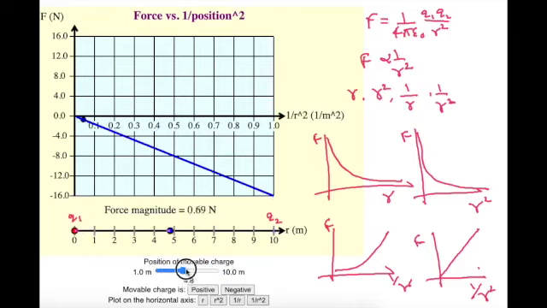The main and beautiful advantage of the simulation is that we can change the charges, as well as plot multiple graphs in a single simulation. So use the simulation for effective teaching and for effective understanding also. Please use this simulation. This is for force versus position, multiple graphs for Coulomb's law.